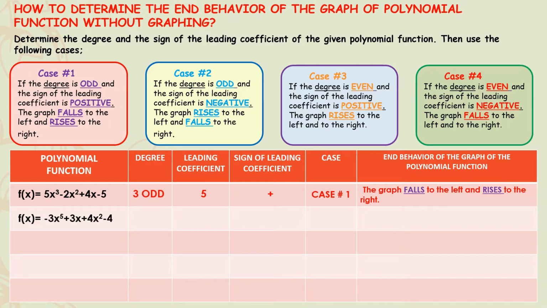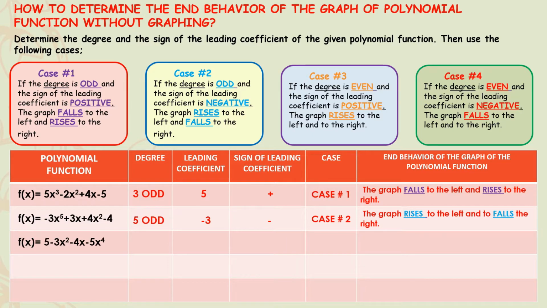Let f of x equal negative 3x raised to 5 plus 3x plus 4x squared minus 4. You may first rearrange the terms so that they are arranged in descending power of x. After that, you can determine the degree, which is 5, also an odd number. Therefore, it's under case number 1 or case number 2. Then we check the leading coefficient, which is negative 3, so the sign is negative. Since it is negative and the degree is odd, this is under case number 2, and the behavior is that the graph rises to the left and falls to the right.